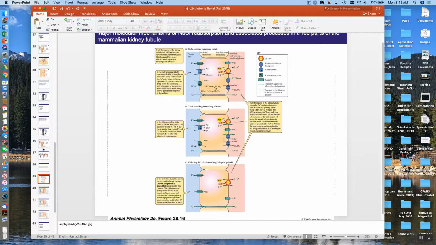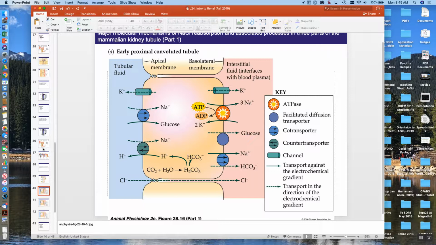The proximal tubule is at the top. The middle one is the thick ascending limb, and the bottom one is the collecting duct. Now, the reason why I want you to know these mechanisms is this actually gives you a real insight on how the kidney works. Okay, so let's start off with the proximal tubule. This looks very complicated, but I'm going to go through it very slowly.